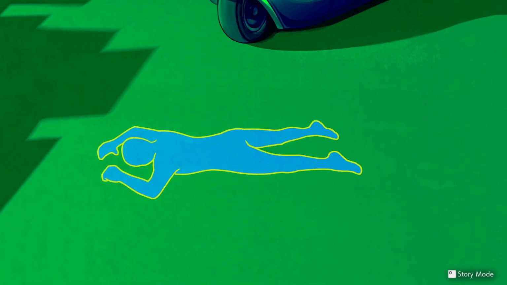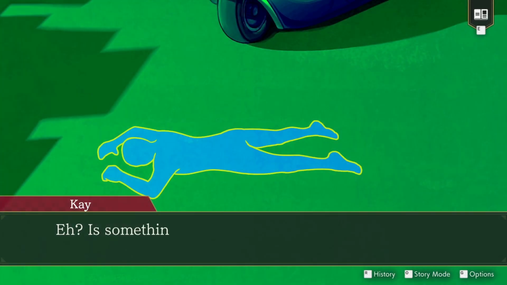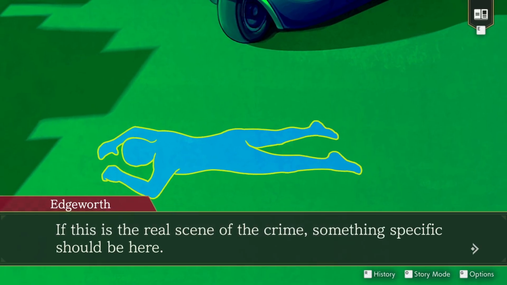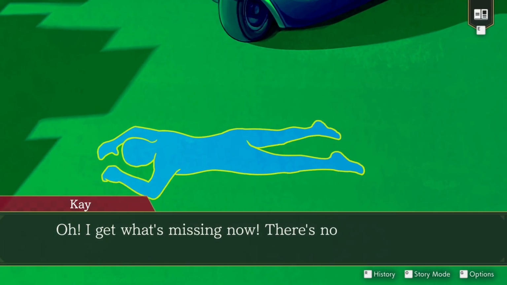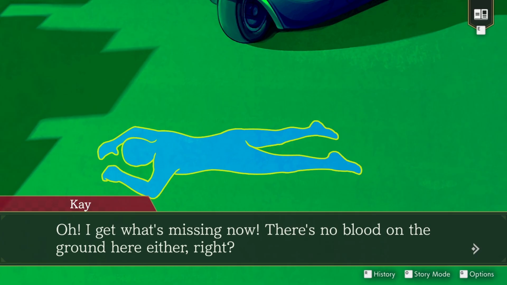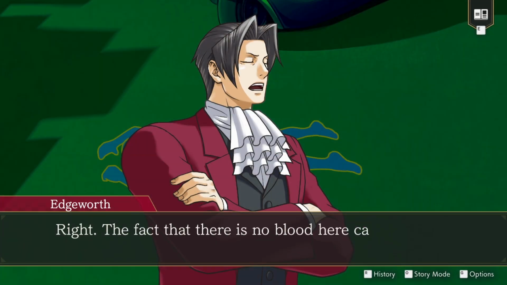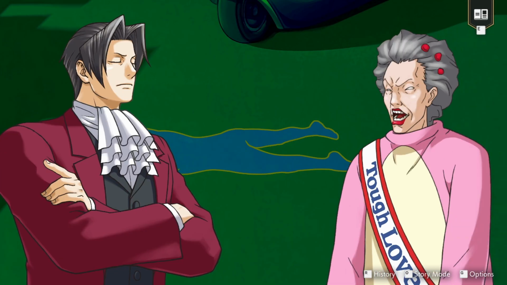Take that! This is a contradiction. Is something wrong with my recreation? If this is the real scene of the crime, something specific should be here. If you think back, how did we just deduce that the other crime scene was not the real one? Oh, I get what's missing now. There's no blood on the ground here either, right? Right, and the fact that there's no blood here casts doubt on a witness's testimony.